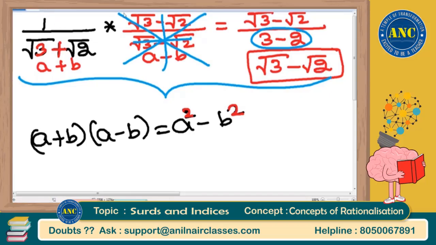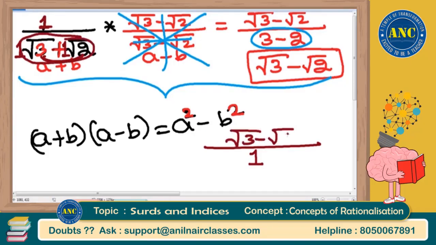That means I told you that if the coefficient of this surd is 1, if the coefficient of this surd is also 1, that means your denominator will become this minus this. 3 minus 2, it will become 1, right? Numerator will be whatever constant is there, multiplied by the rationalized term. So it is root 3 minus root 2, right?